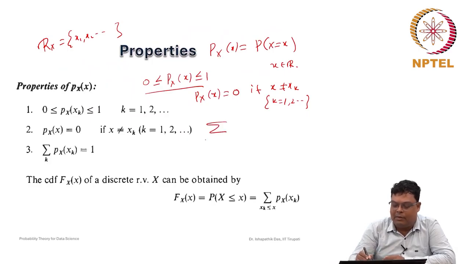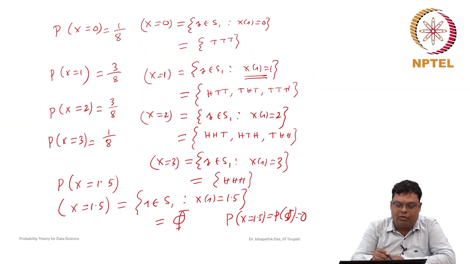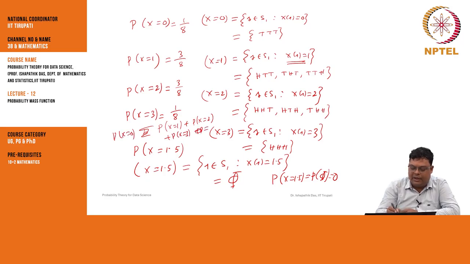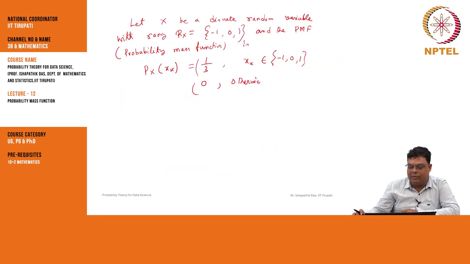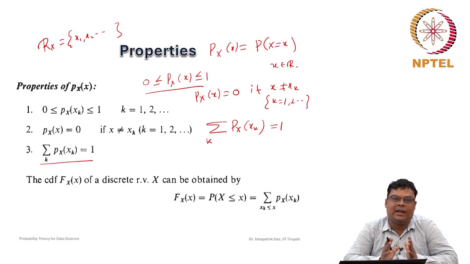And another thing is that the sum of p x of x k will be equal to 1. In the numerical example you can also see that. These are the total values 0, 1, 2, 3. If you take this sum, 1 by 8 plus 3 by 8, 3 plus 3, 6, plus 1, plus 6 plus 2, 7 plus 1, 8. So, the summation is the probability that x is equal to 1 plus the probability of x equal to 2 plus the probability of x equal to 3 plus the probability of x equal to 0. This should be equal to 1, because it is a certain event. If you take the summation over all x k, we are considering all the possible values x can take. So, we are talking about the probability of the certain event s, which is equal to 1.